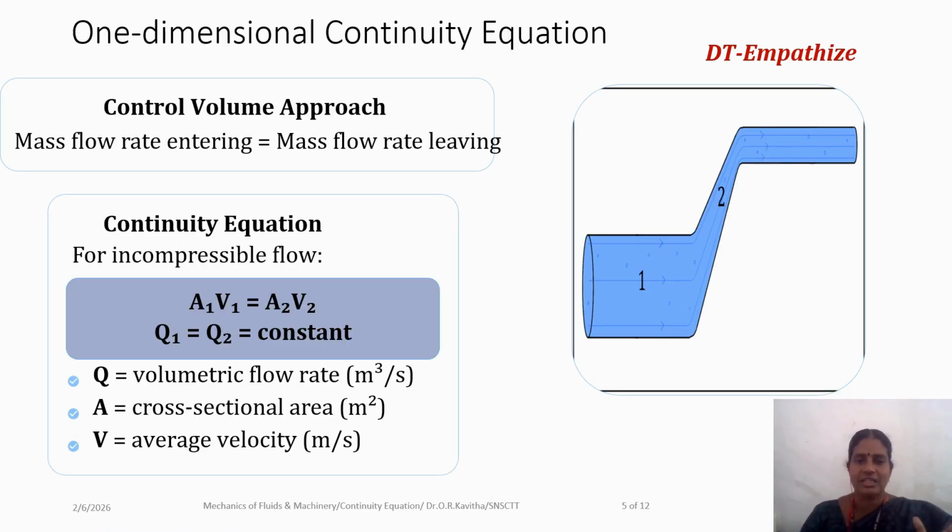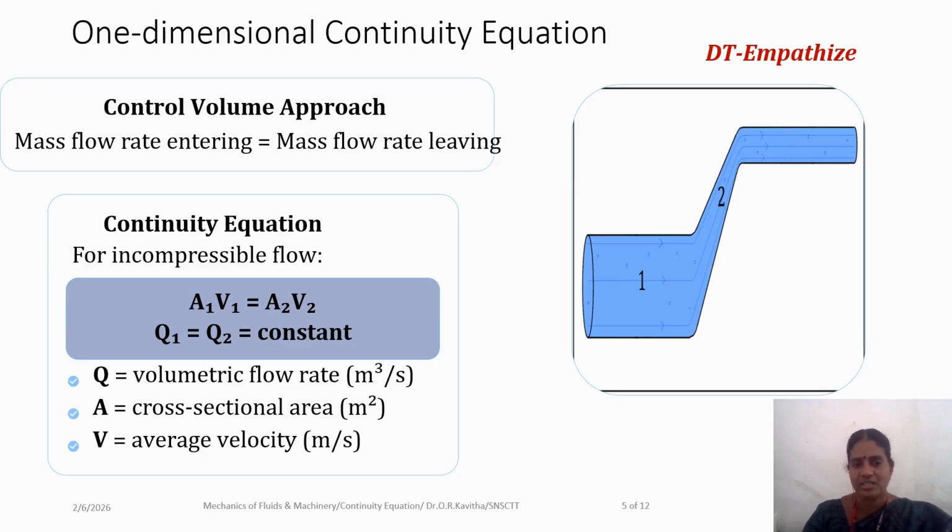And if I am taking this for one-dimensional flow, say this is a pipe, pipe 1 and pipe 2. Whenever the fluid is entering, the rate of flow at 1 will be equal to the mass flow rate at the leaving point also. Okay. So for the incompressible flow, the continuity equation is A1 V1 equal to A2 V2. That is, the discharge is the same at point 1 and also point 2.